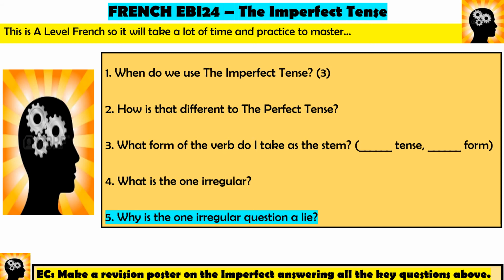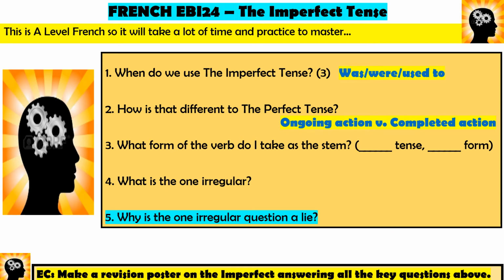Alors, right guys, if you listen to me, you've answered these questions, let's go for it. The imperfect tense means was, were, or used to. It's different from the perfect because it's an ongoing action: I was doing my homework, compared to a completed action: I finished my homework. You need to take the present tense, nous form of the verb.